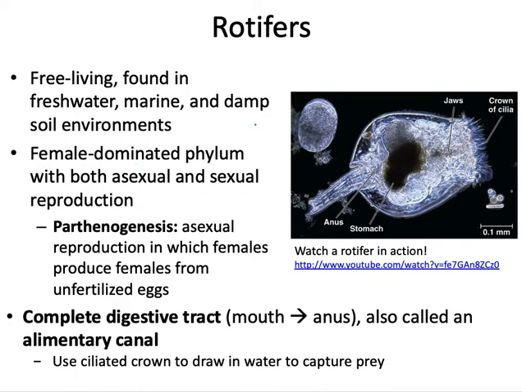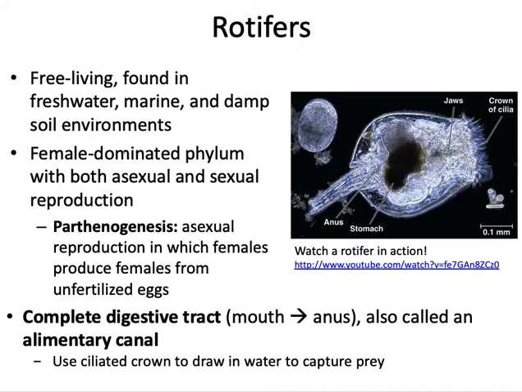So rotifers are found in almost all types of environments. They can be found in terrestrial environments, but there's still usually some water associated with it. So damp soil environments and aquatic environments like freshwater and marine ecosystems will have rotifers. I don't want to say they're filter feeders. They do draw in prey through this ciliated crown. We'll see that in a moment.